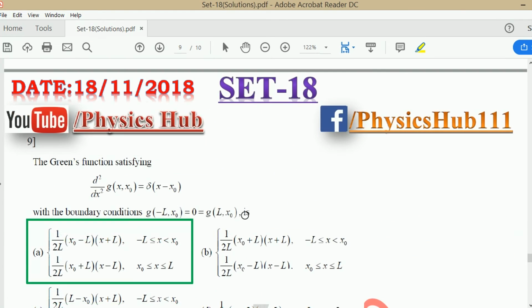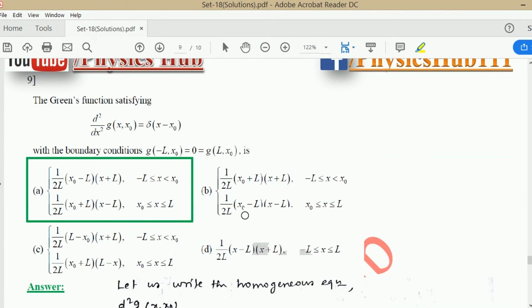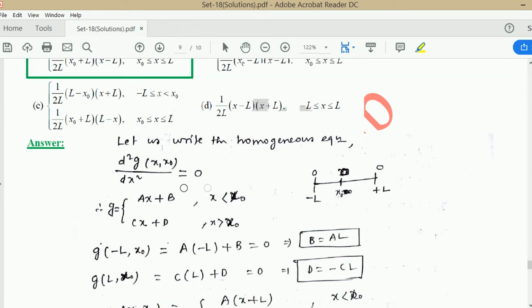Okay. Now moving to question number 9. The Green's function satisfying d square by dx square G of x, x naught equals delta of x minus x naught, with the boundary condition G of minus L, x naught equals 0 equals G of L, x naught, is. Okay, so what we do to solve a Green's function problem, we just write the homogeneous form.